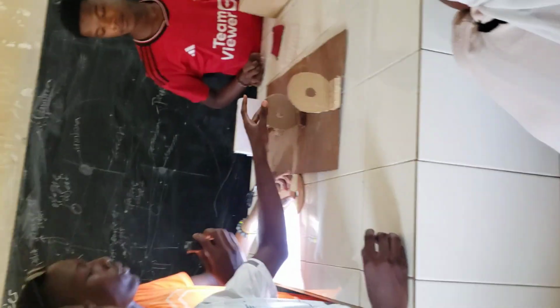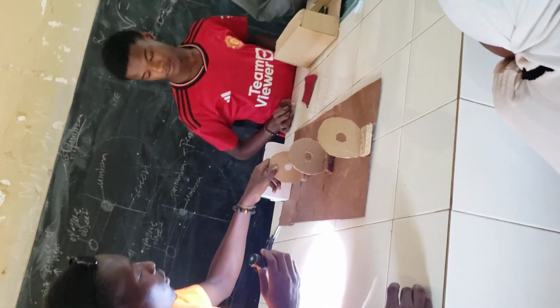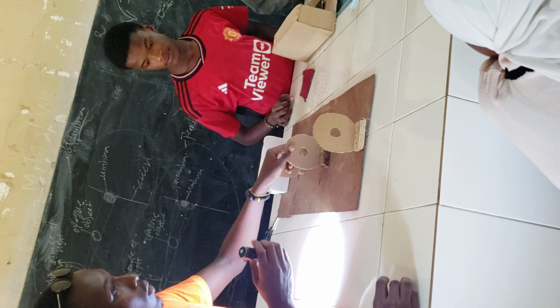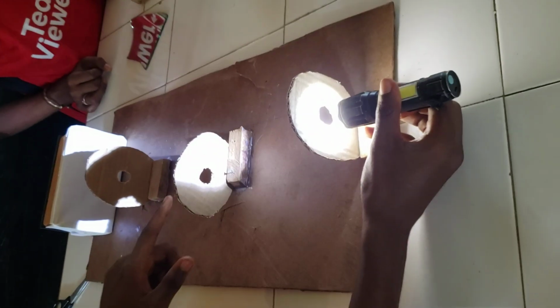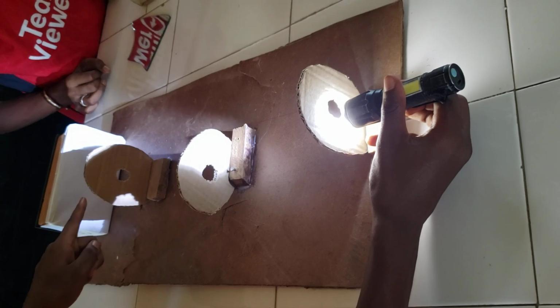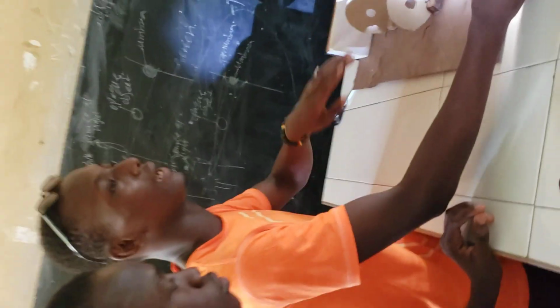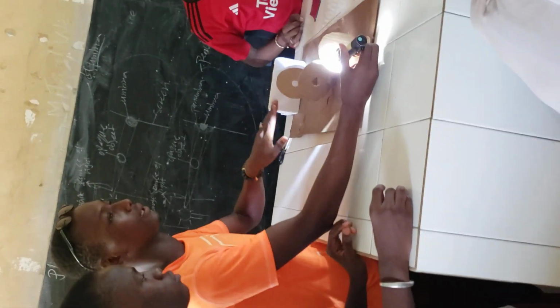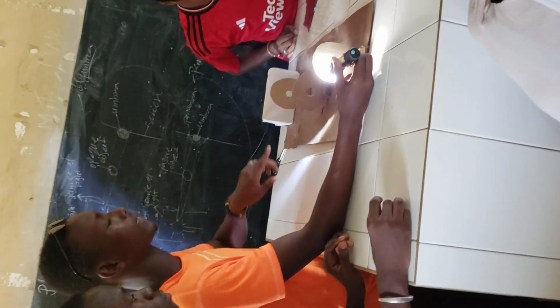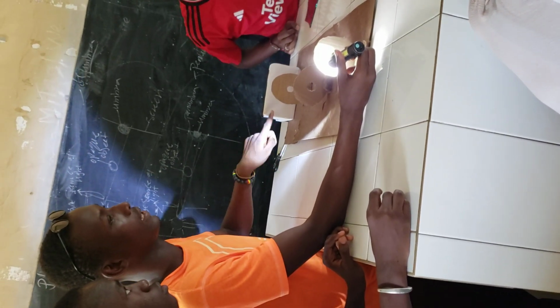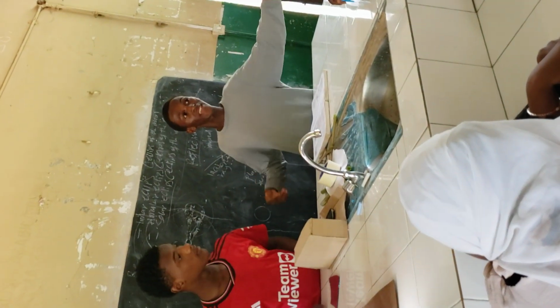You understand? But this one, we said, is an opaque object. If you put it like this, light cannot pass. This object will cast a shadow on this one. So it will show that light can never bend. It is only possible for light to pass through in a straight line.